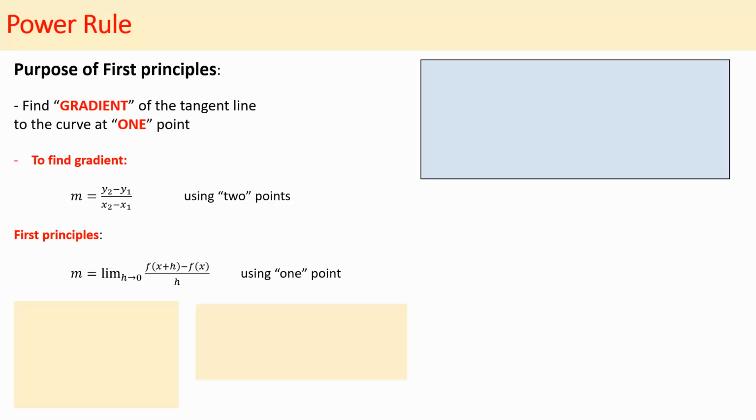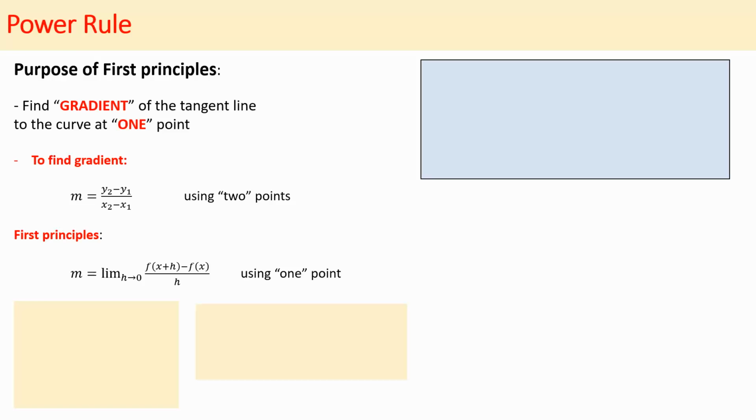So the first rule that you're going to learn, instead of doing the first principles to get your answer, we're going to use the power rule, only for power functions. Okay, that's why it's called the power rule. So what's a power function? A power function is anything with a power. So x to the power of 2, x to the power of 3, x to the power of negative 1, x to the power of half. You can use this power rule.